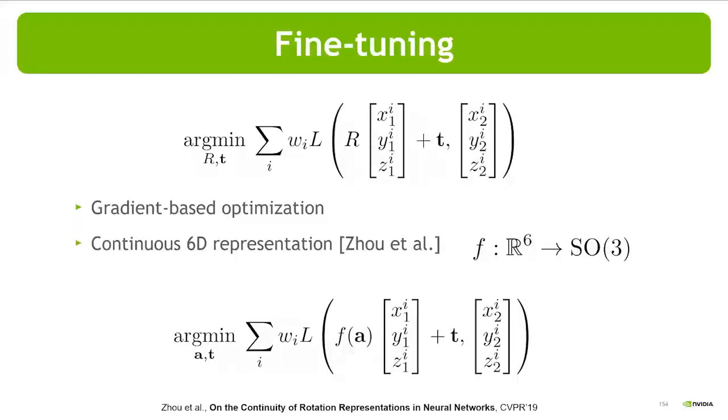The function f takes 6 continuous real numbers and maps these to a rotation matrix. Finally, we fine-tune these 6 continuous real numbers, denoted as A, along with the translation using gradient descent to find the final fine-tuned pose.